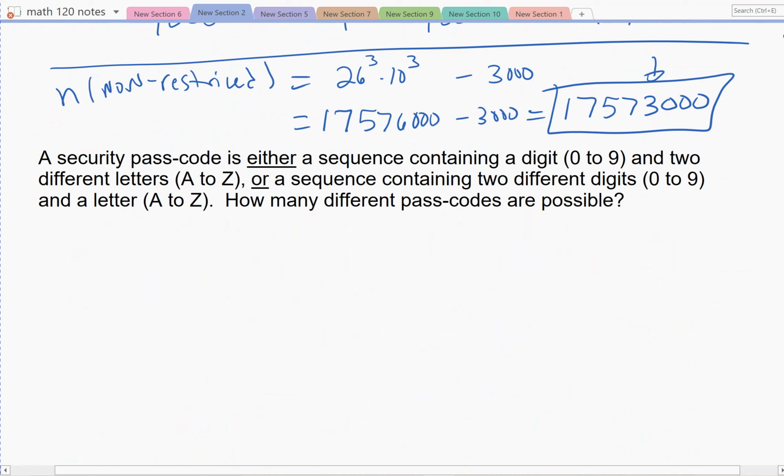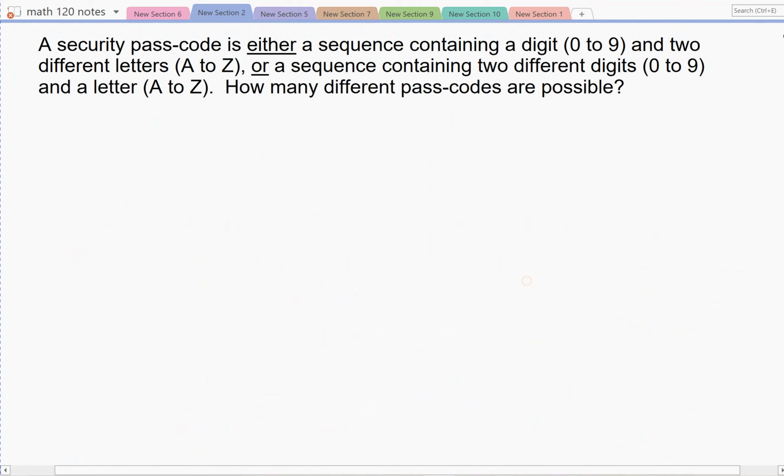Right, next one. I suppose security passcode. A passcode is a sequence, which means order matters. It matters when you have a passcode on anything, your phone, your tablet, whatever, a door. It's got to matter how you type it in, right?